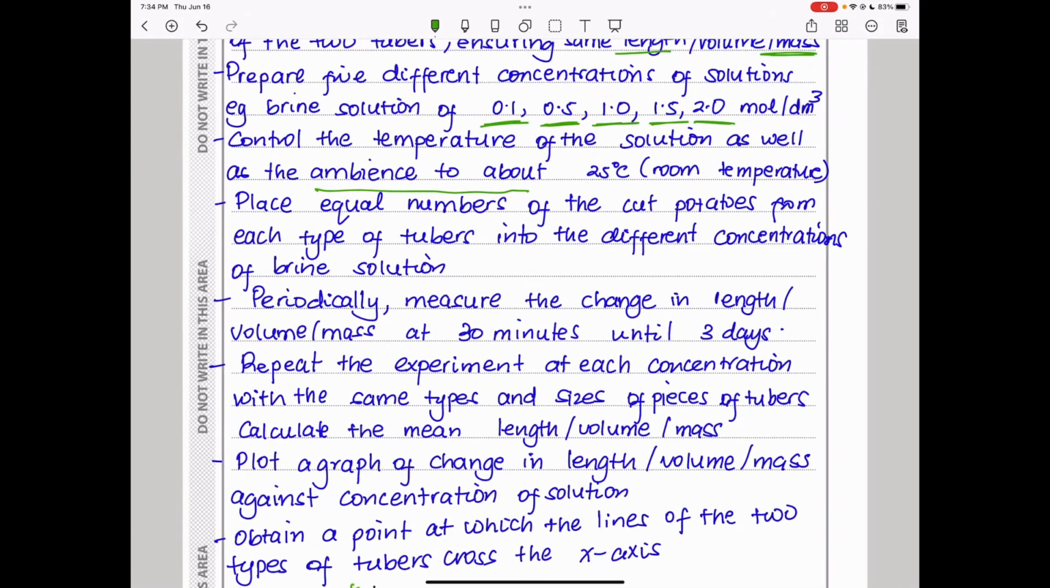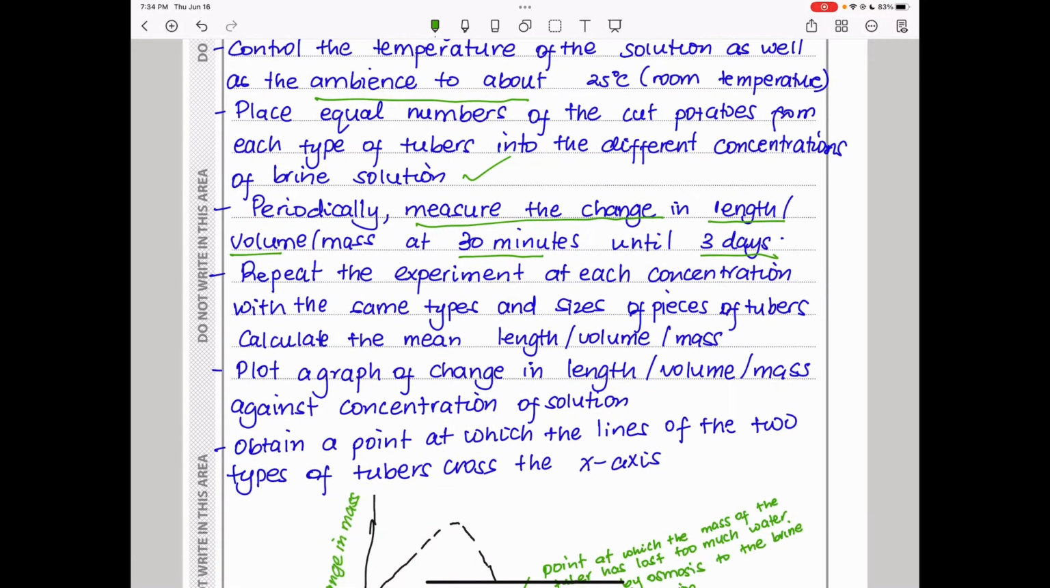The next part I said, the cut tubers, of course, when you put them in different concentrations of the brine solution, we will periodically measure the change in mass, or if you measured length, so change in length, or if you use volume, change in volume. I chose periodically every 30 minutes, you come and check for 3 days, monitoring the change in mass or change in volume. And then we'll have to repeat the experiment at each concentration with the same types, same size, and same mass of the tubers. And then we'll measure the length, and we will use this measured length to calculate the mean. Then we'll plot a graph.